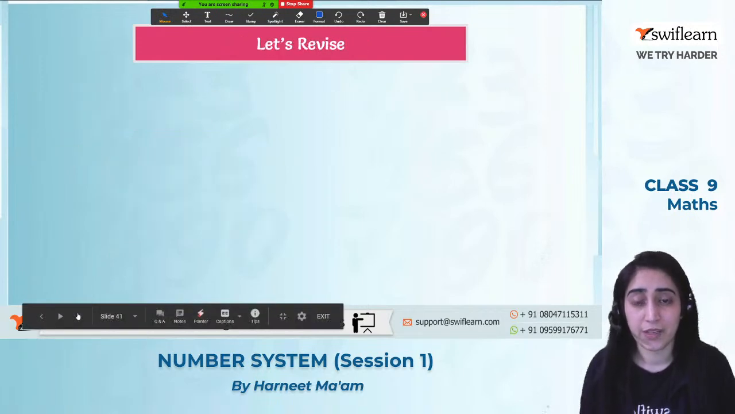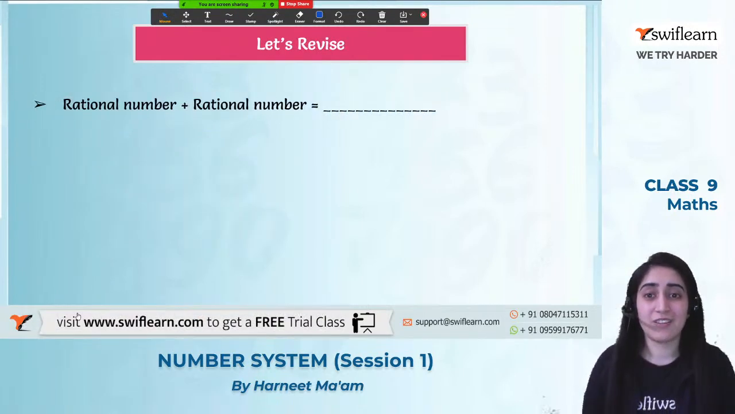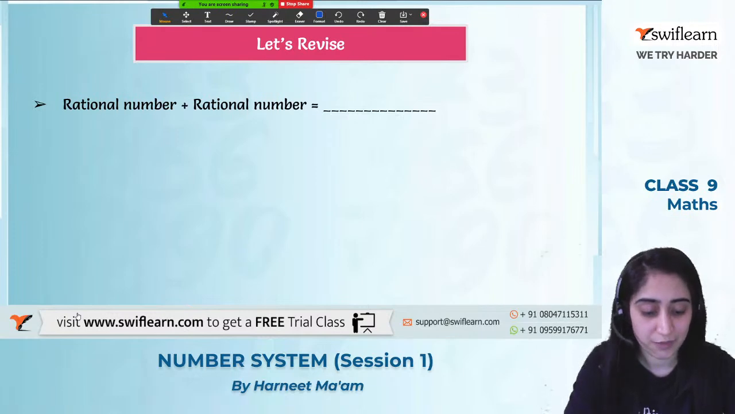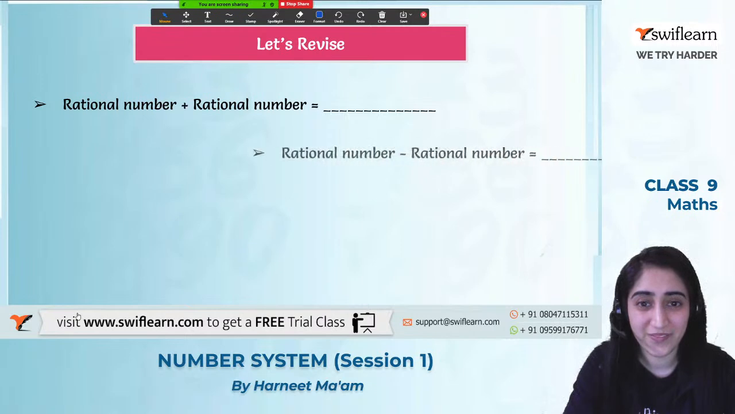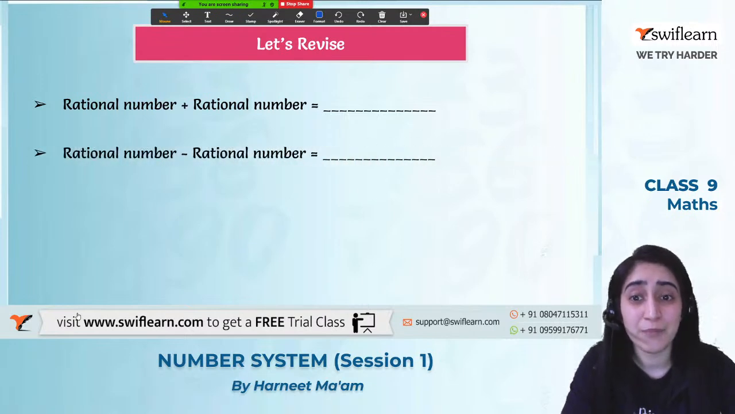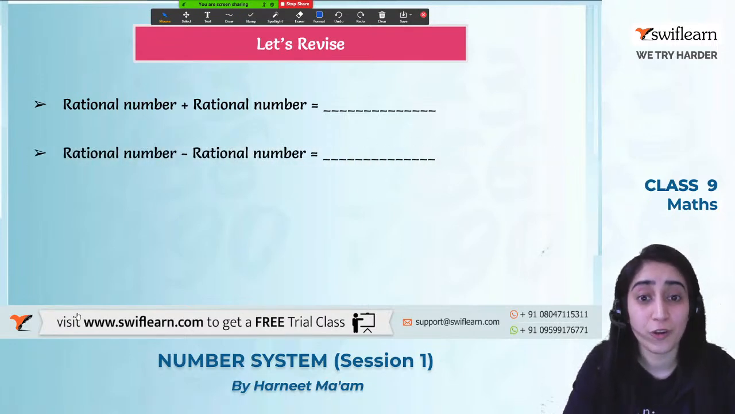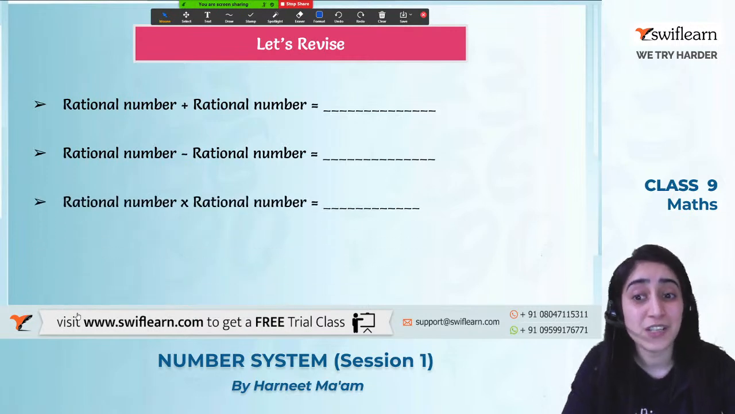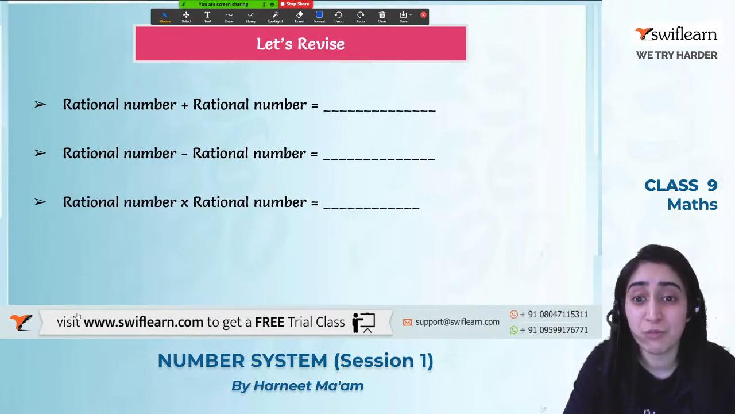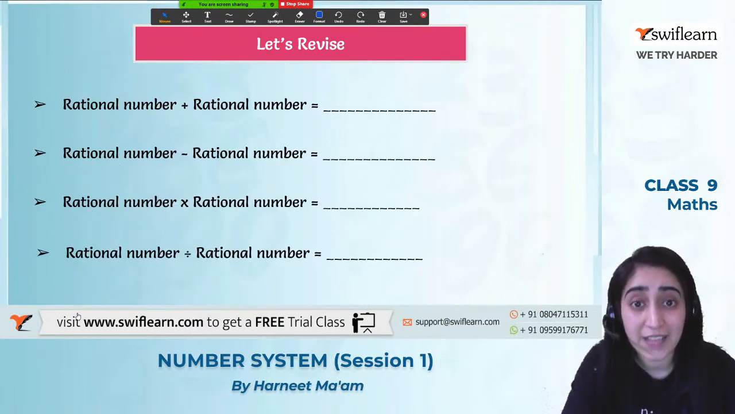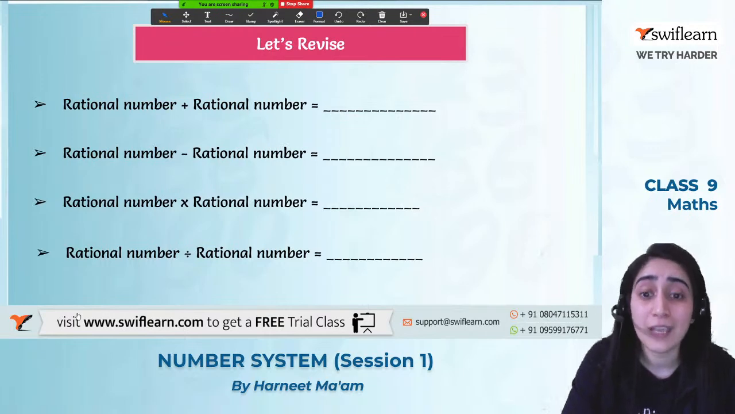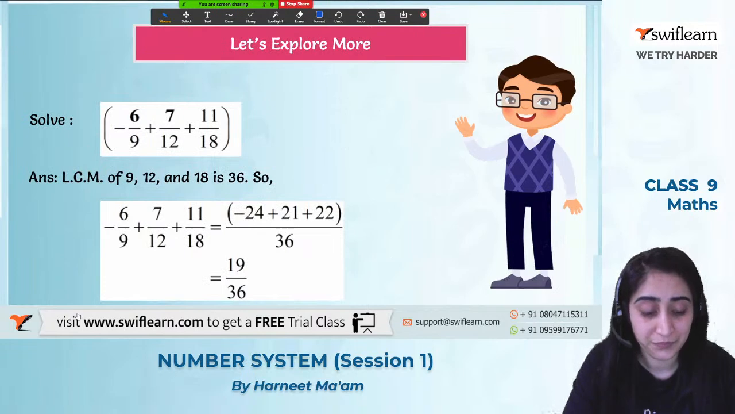Clear? Okay. So let's revise quickly. Rational plus rational, will it be a rational number? Yes. A rational number subtracted by a rational number will also be a rational number. A rational number multiplied by a rational number will also be a rational number. Whereas when we divide and the other fraction is a non-zero rational number, then only the answer will be a rational number. Clear? Yes? Great.